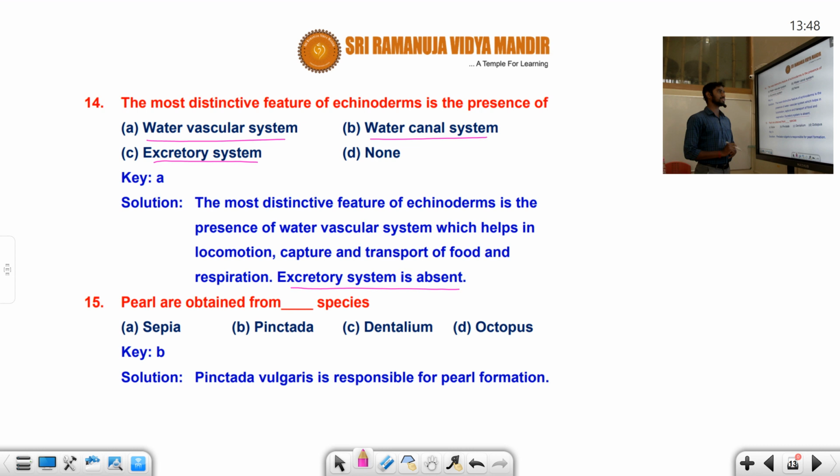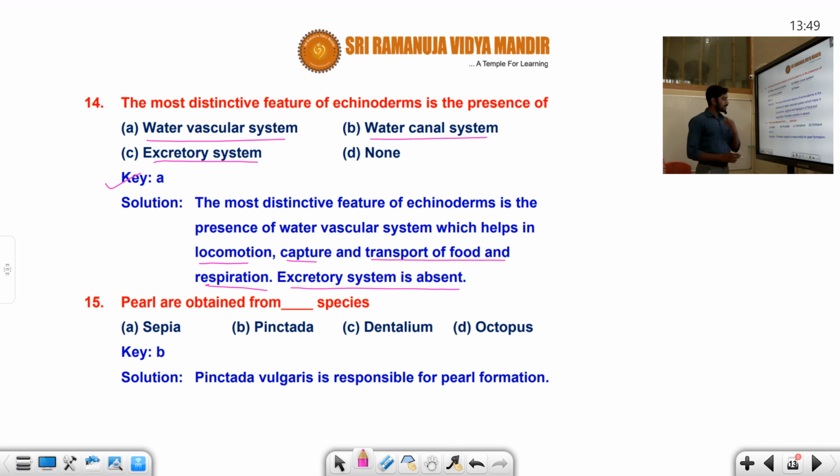What does it do? It helps in locomotion, capturing of food, transportation of food and respiration. So this is about the function of the water vascular system. Hence the answer to the 14th question is A, the correct option. Next, the other one: pearls are obtained from a dash species. What are they? Sepia, it is not. Dentalium, it is also not. Octopus, it is also not. So our correct option is Pinctada vulgaris.